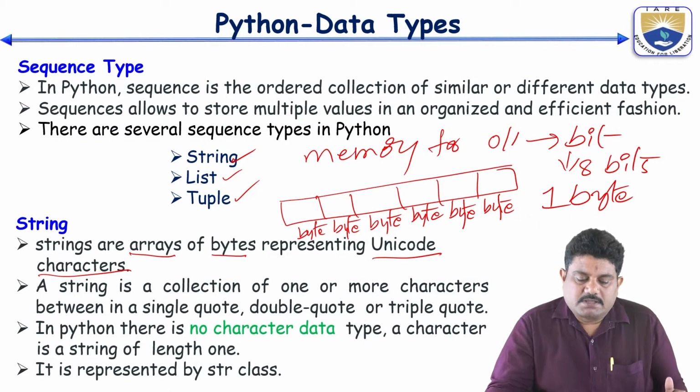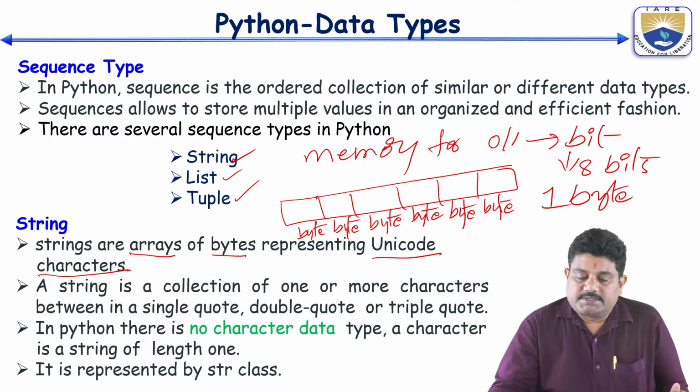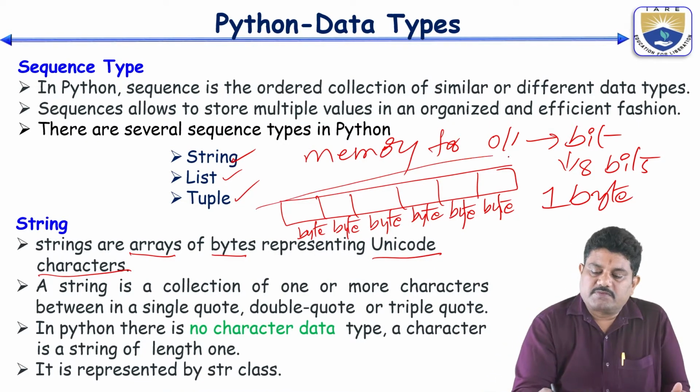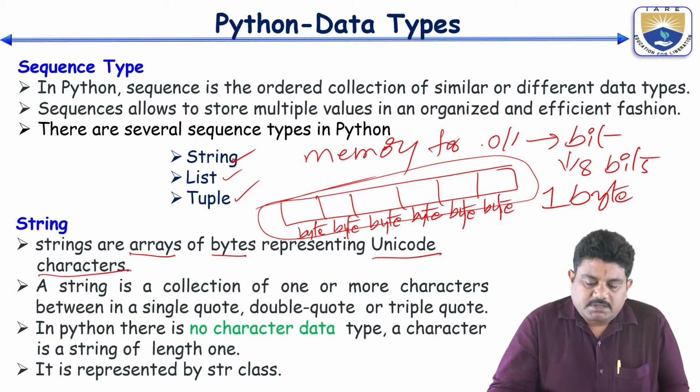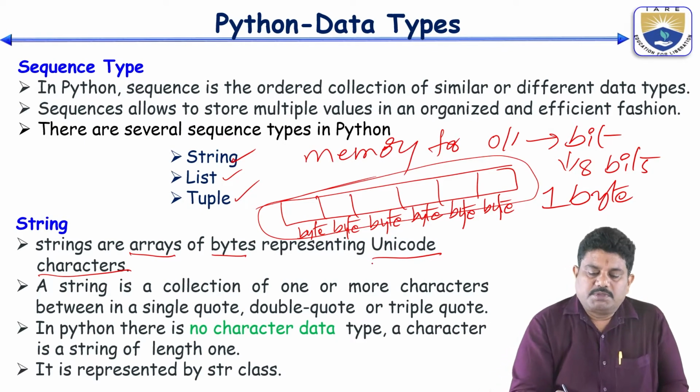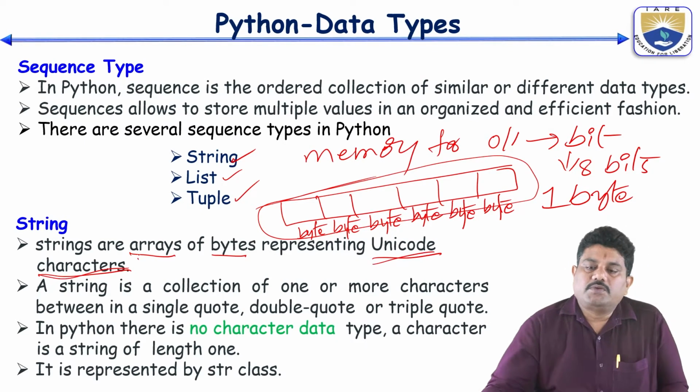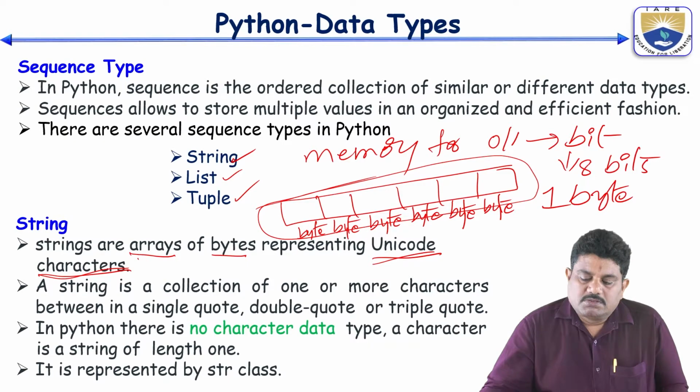Arrays of bytes representing Unicode characters. This is called an array. A sequence of bytes is called an array for representing Unicode characters. What is the meaning of Unicode characters here? Unicode is a standard for representing the characters.